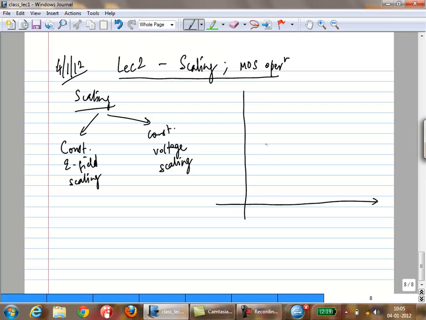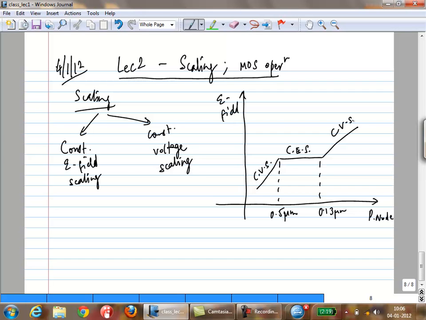For example, if you plot it, it looks something like this. This is the process node, maybe 0.5 to maybe 0.13. Let's say you plot your electric field. You'll find that before this, the voltage was somewhat constant, and they just scaled the dimensions. But somewhere between 0.5 and 0.13 micron, they used constant electric field scaling, and then beyond that, they've gone back to constant voltage scaling.